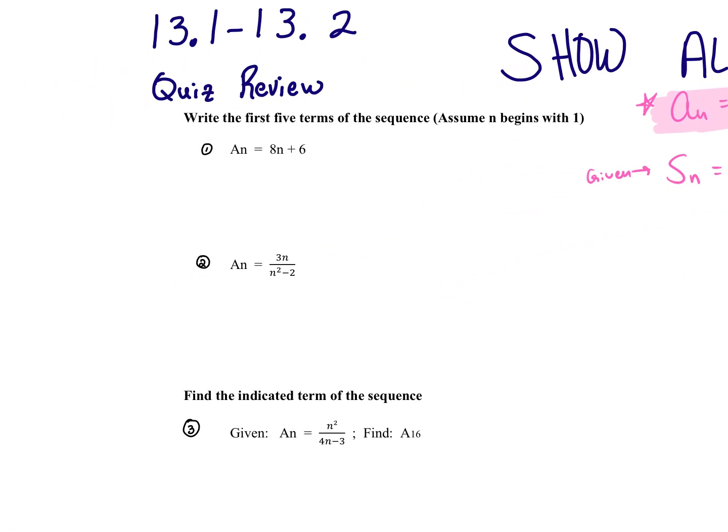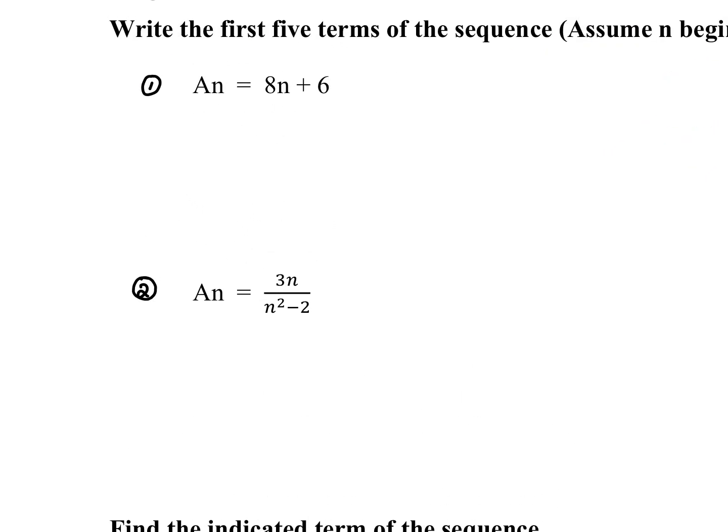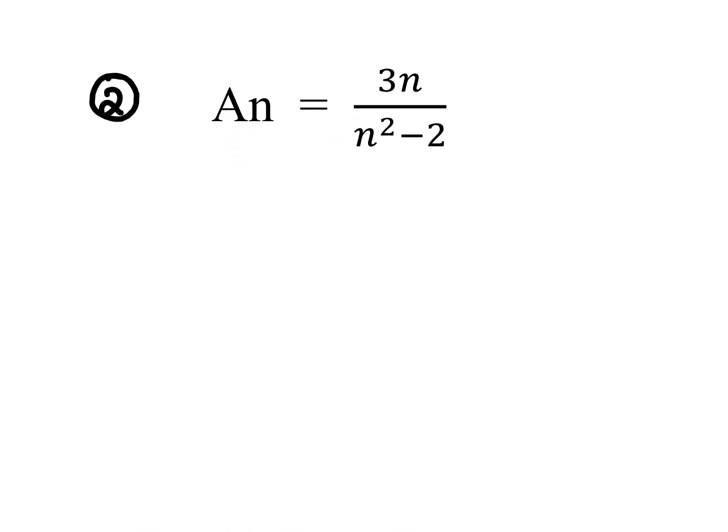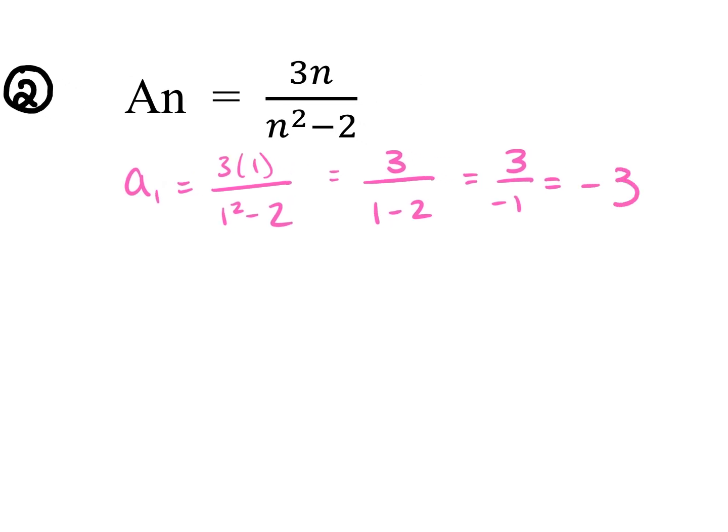All right, so I want to do a few questions together, and then if you guys want to see more, we can do more. But let's take a look at number 2. It says write the first 5 terms of the sequence. So we're going to start with our first term, so a sub 1. We just plug 1 into the n, so we have 3 times 1 over 1 squared minus 2. So it would be 3 over 1 minus 2. What's 1 minus 2? Negative 1. So 3 over negative 1 would be negative 3. So that would be our first term.